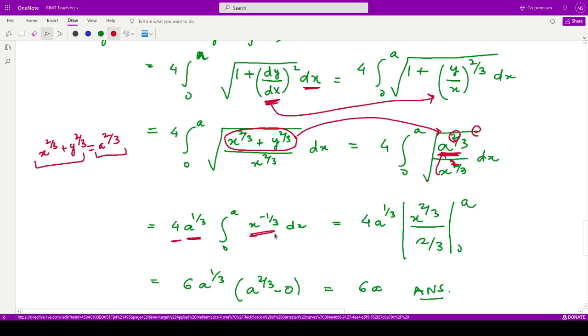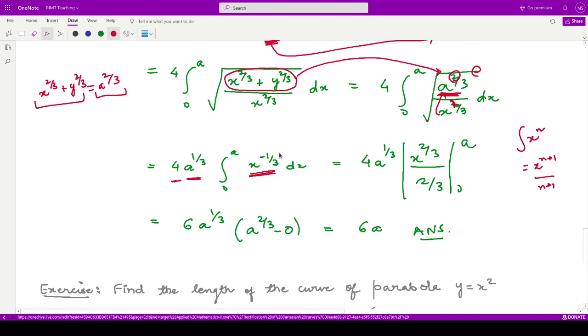So now you can perform its integration. What is the integration of x to the power n? It is x to the power n plus 1 divided by n plus 1. So you can add plus 1 to it and then divide by minus 1 by 3 plus 1 here. So it would be x to the power 2 by 3 and then 2 by 3, and the limits vary from 0 to a. So when you solve this and simplify this, you'll have the final answer as 6a. So the length of this particular curve is equal to 6a.